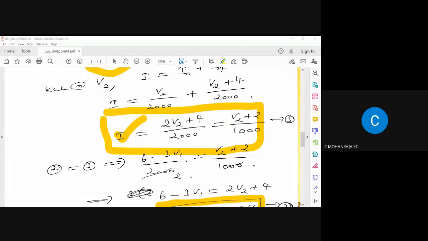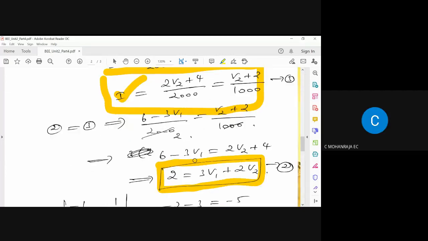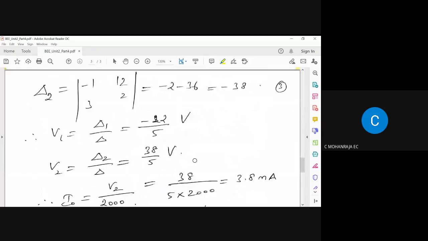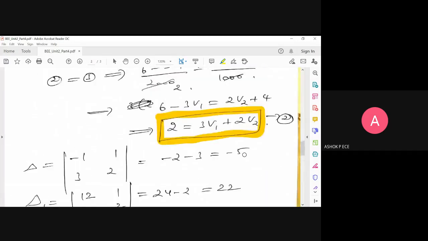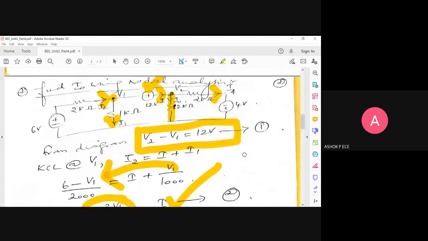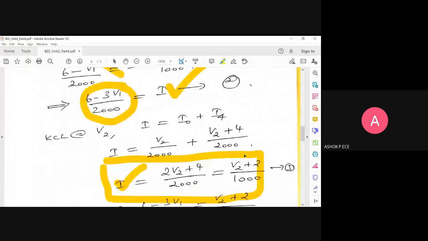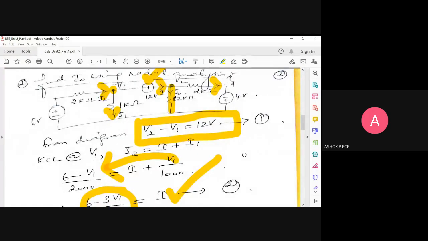Sir, Mohammed, V1 is... Faisal: minus 22 by 5. Yeah, you have finished. V1 is minus 22 by 5 and V2 is 38 by 5. Yes, even I am getting the same thing. So finally, you have to find I naught. The question is to find I naught, right? So knowing V1 and V2, find I naught. I naught is the current flowing through the 2 kilo ohm resistor in the path between V2 and ground.